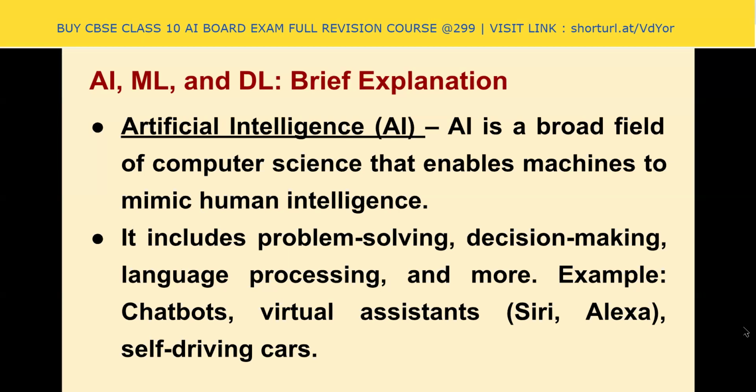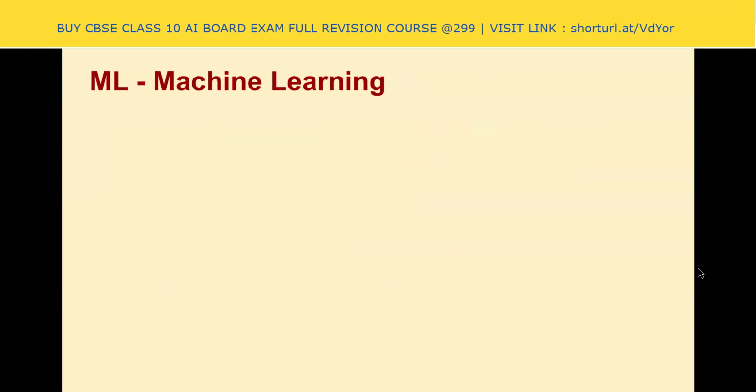So it's a field of computer science which is basically giving intelligence to the machines. There are different things like language processing, mostly the way human beings work, their problem solving abilities, and visual perception. All of this comes under artificial intelligence, with examples like chatbots, virtual assistants, and self-driving cars.